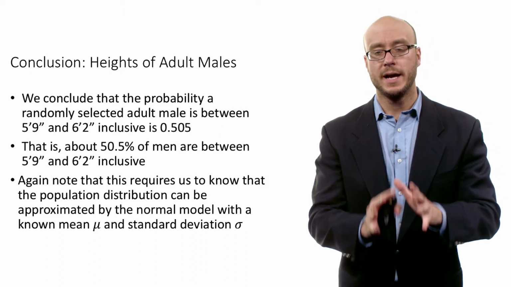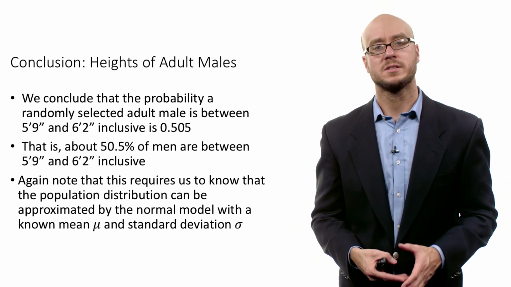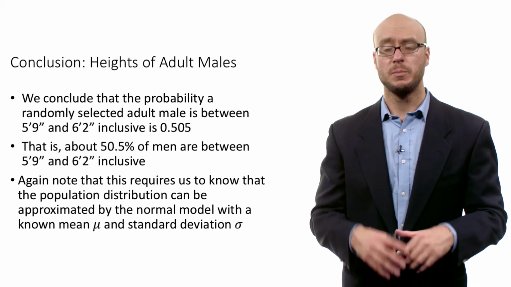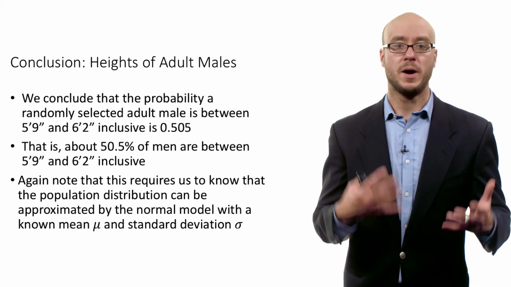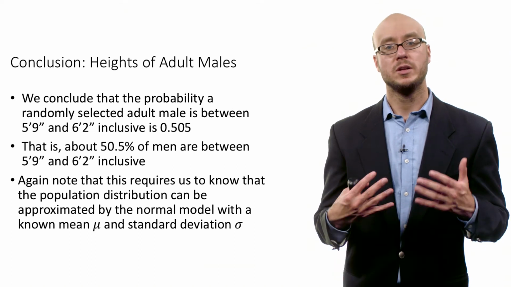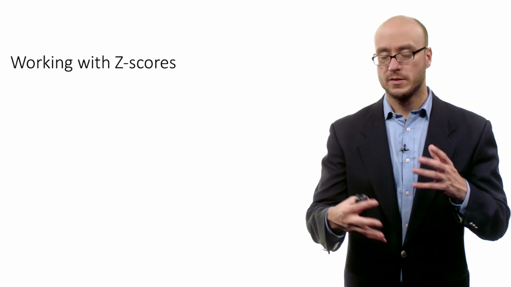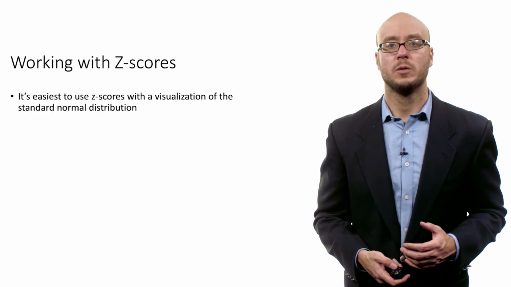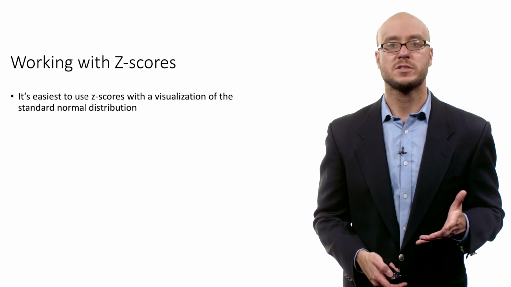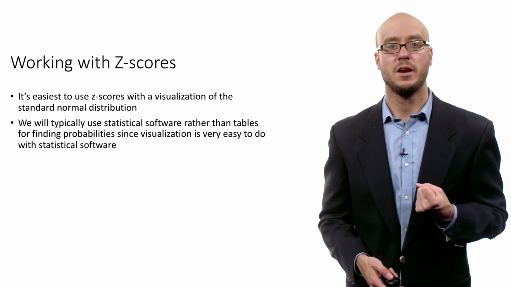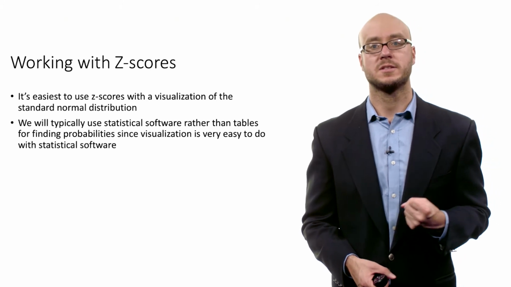But keep in mind that using this kind of technique requires us to know that the population distribution can be approximated by a normal distribution model, and that we know the population mean, mu, and the standard deviation of the population, sigma. Let's continue with a few other points about working with z-scores. Because it's easiest to use z-scores with some kind of visualization of the standard normal distribution model, that's why we will typically use statistical software.